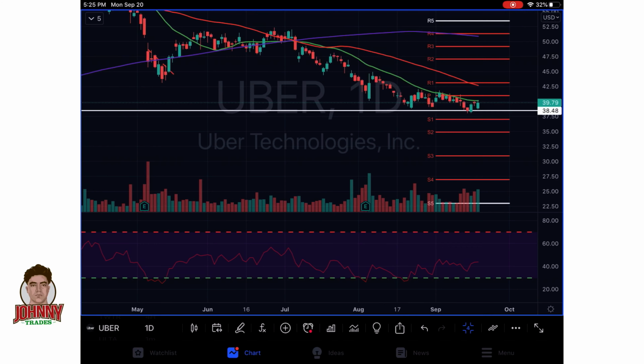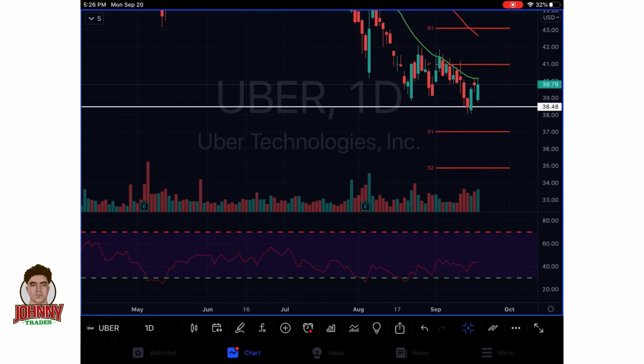We also could have flow from flowalgo.com. We could see if there's a lot of call flow once Uber hits this support, and if it does, that's an extra sign of confirmation. We could also have news at the support, and that's good confirmation. The more confirmation it has, the higher probability the trade is.